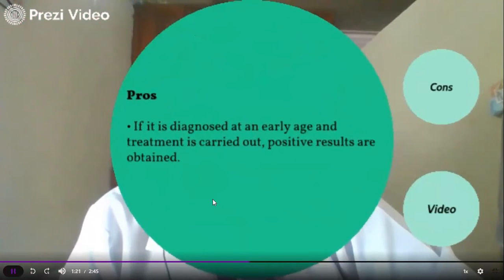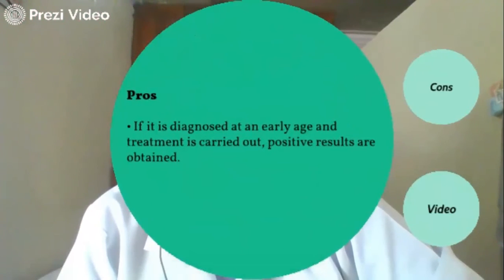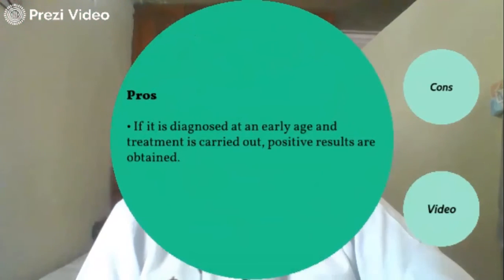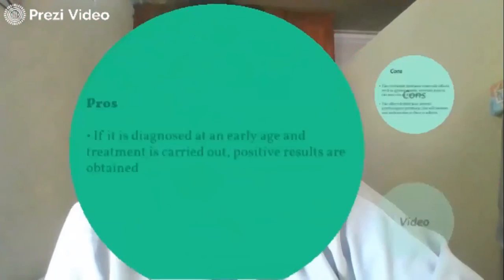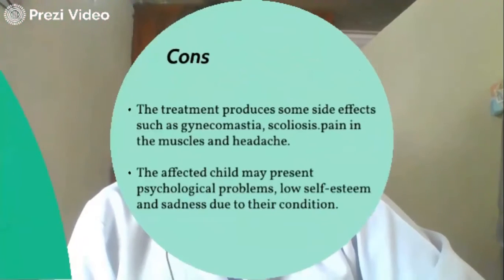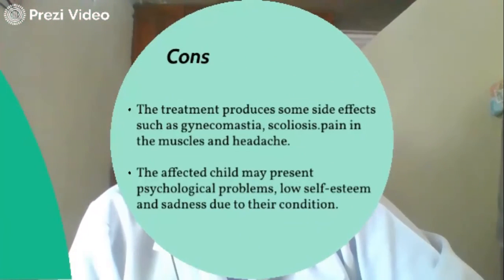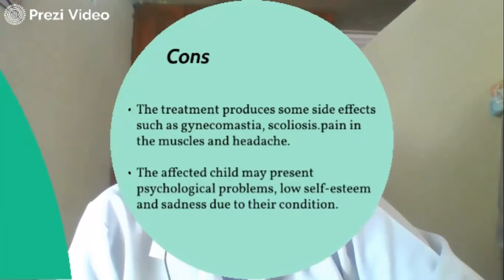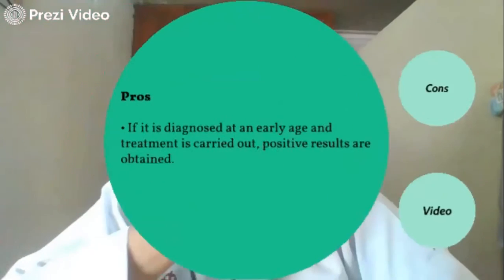Pros and cons. Pros: if it is diagnosed at an early age and treatment is carried out, positive results are obtained. Cons: the treatment produces some side effects such as gynecomastia, scoliosis, pain in the muscle, and headache. The affected child may present psychological problems, low self-esteem, and sadness due to their condition.